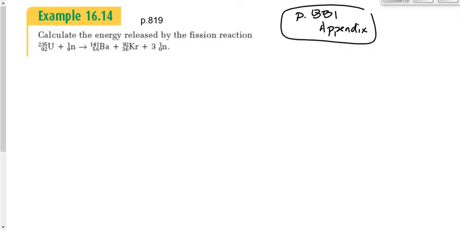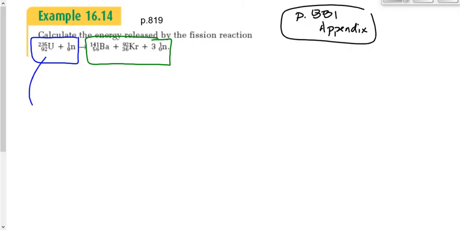So here's the strategy. Get the total mass of the parent nuclei. Get the total mass of the daughter nuclei. Then subtract them to get the mass defect. And then find the binding energy by saying E is equal to mc squared. Make sense? Let's get the mass of the parent nuclei.